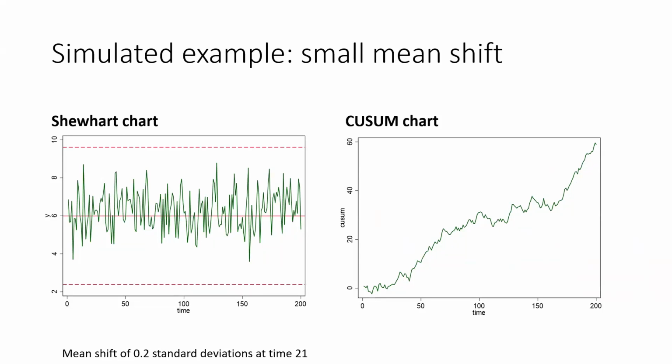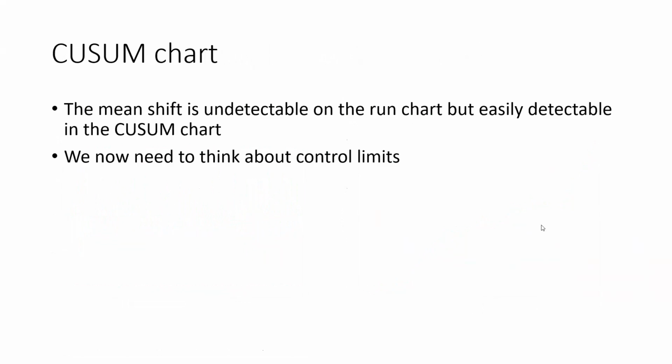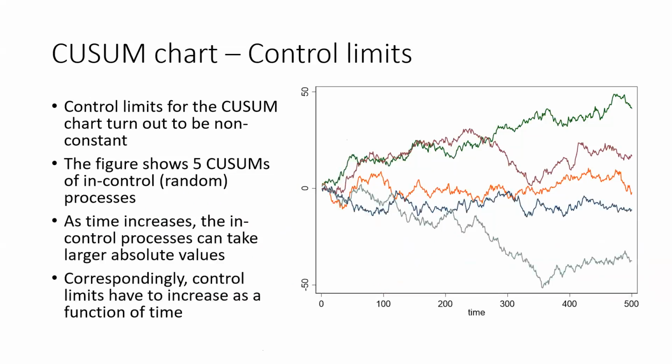Okay, but is it really out of control? For that, we need control limits, right? So the mean shift is easily detectable on the CUSUM chart, but was hard on the Shewhart chart. Now, with the control limits, it's not as easy as before. I have simulated here 5 runs. So we have 5 run charts here that are in control without a mean shift. What you see here is what you expect to see. This is normal behavior. This is in control.